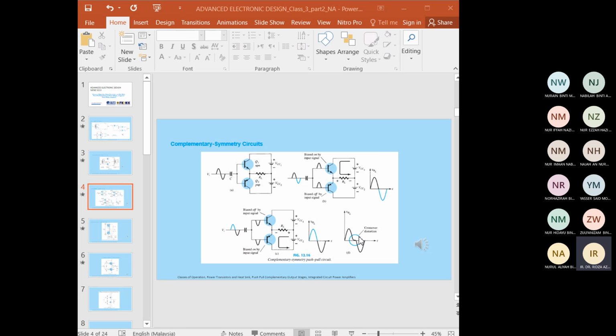Okay, so this is class B, but in order to overcome this problem, the biasing of the transistors in the class AB will improve this operation by having a bias for both transistors to be on for more than half a cycle.